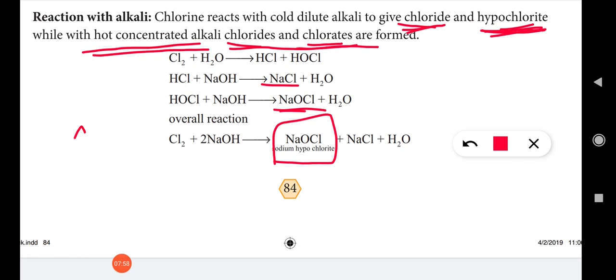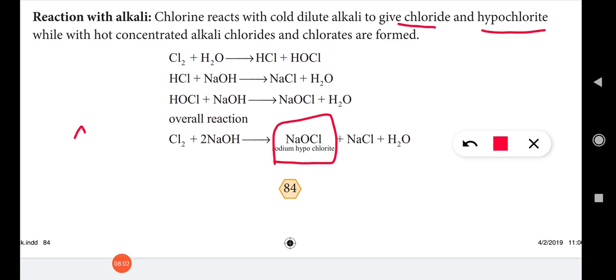Okay, let's see the steps involved in this reaction. So first, chlorine will combine with water to form HCl and HOCl. So HOCl is nothing but hypochlorous acid. HCl means hydrochloric acid, HOCl means hypochlorous acid. This is hypochlorous acid. So this is the preliminary step.